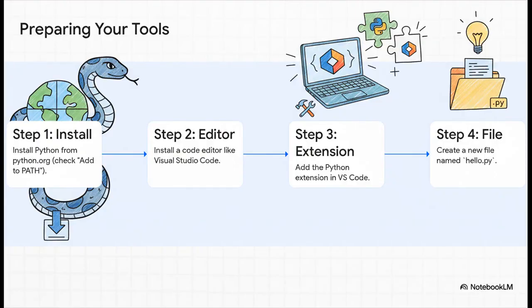Okay, first things first, we need to get our tools ready. We'll start by installing Python itself, and then we'll grab a code editor, something like VS Code, which just makes writing code way easier. Once we add the Python extension to it, we're all set to create our very first file. Think of it like setting up your workshop before a big project.